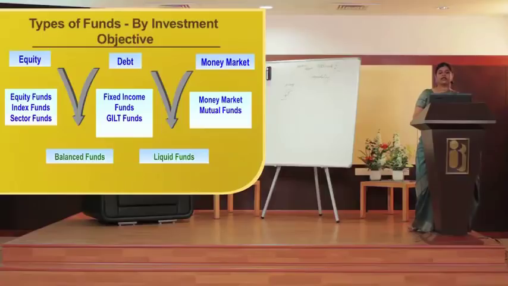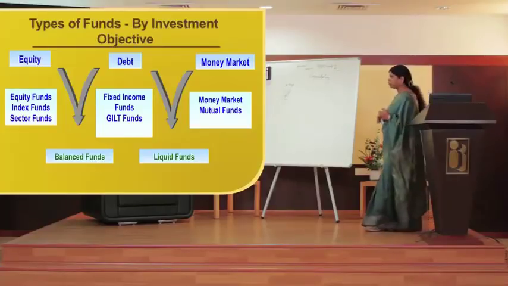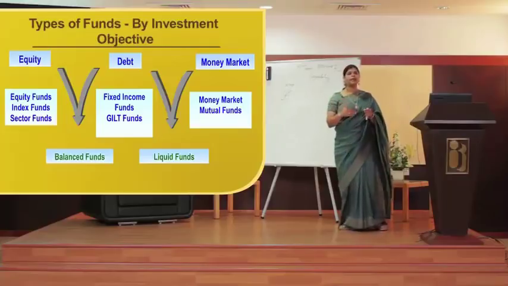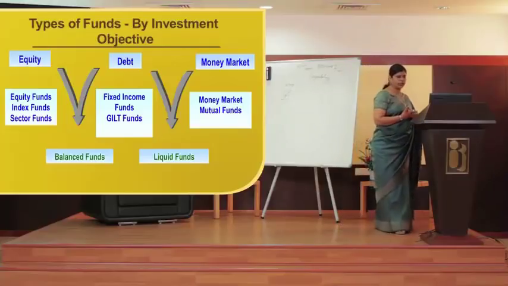Now, what are the various types of funds? By investment objective. As I said, the investors who come into the market, who want to invest in mutual funds, will have different investment objectives. They have a different risk appetite, they have a different temperament, they would like to have different funds suiting their objective or their requirements. So, on that basis, there are a variety of funds available in the market.